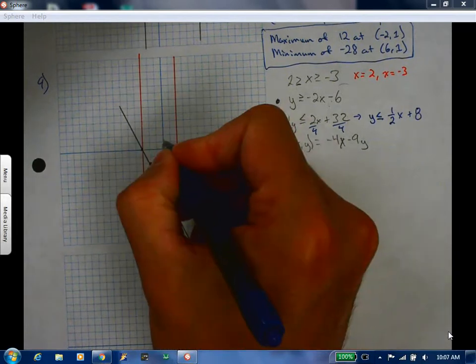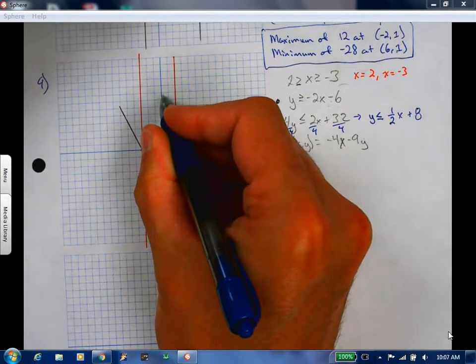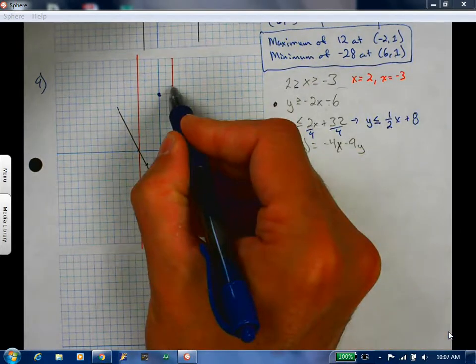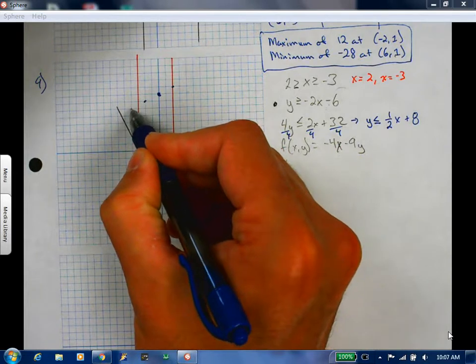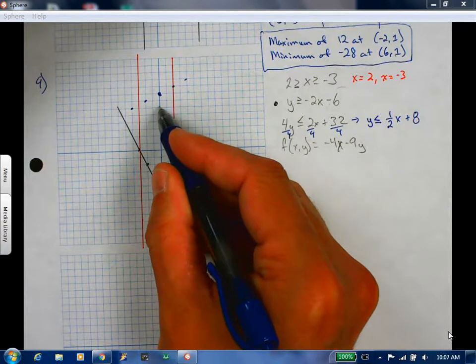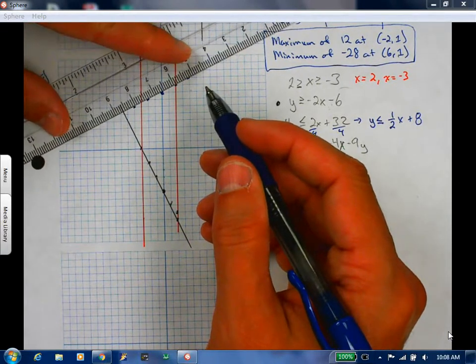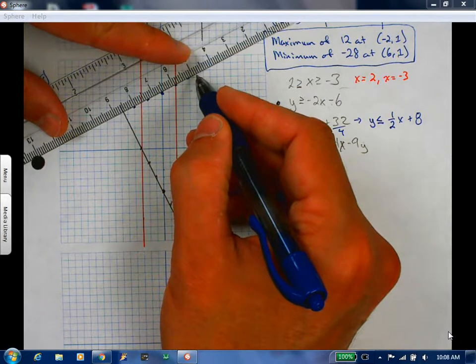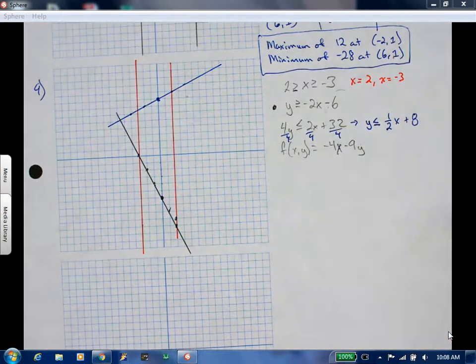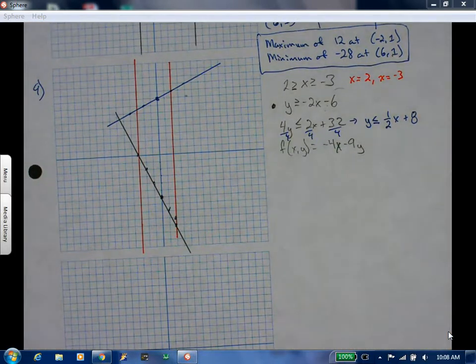Maybe. 1, 2, 3, 4, 5, 6, 7, 8. So y-intercept of 8, a slope of positive 1/2. All right. 3, 4, 5, 6, 7, 8. C1, so 8 times C1 is what? Holy cow. I can't take it, 72.